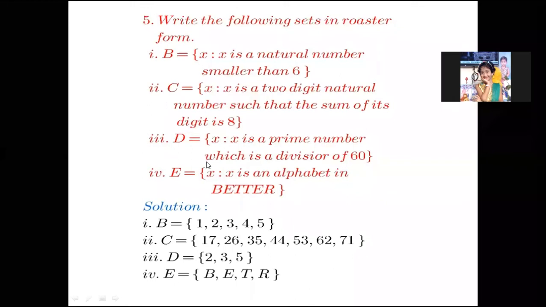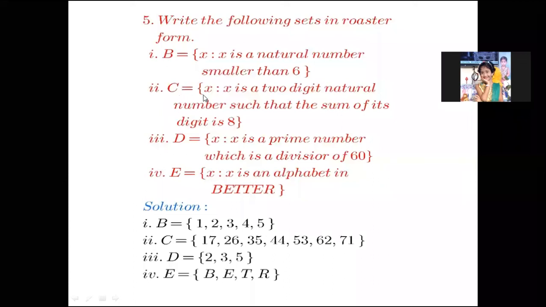As we know, the natural numbers start from 1. So smaller than 6 means up to 5 only we have to write. So 1, 2, 3, 4 and 5 is the roster form of this particular set builder form.